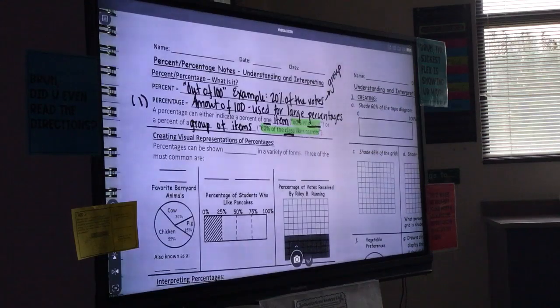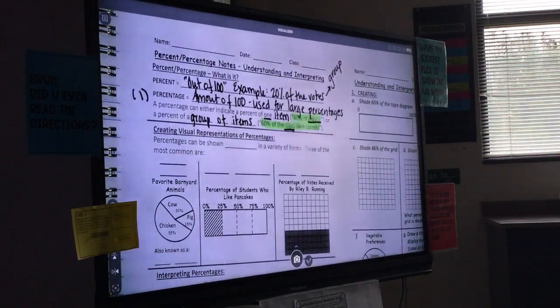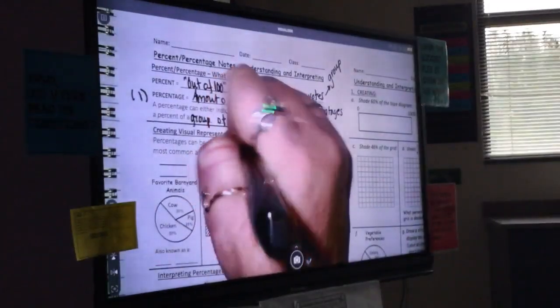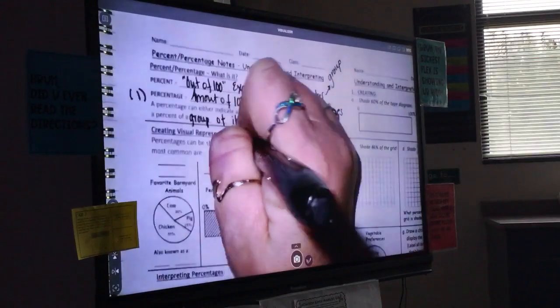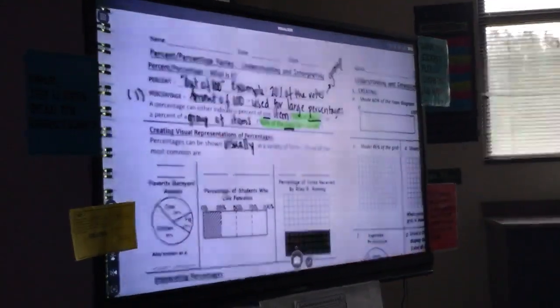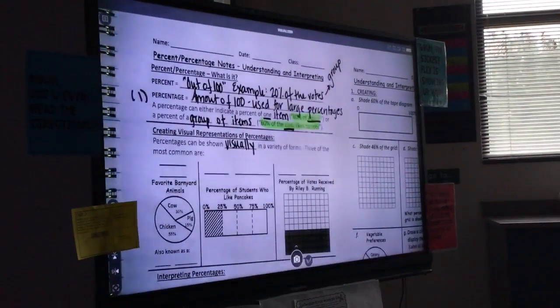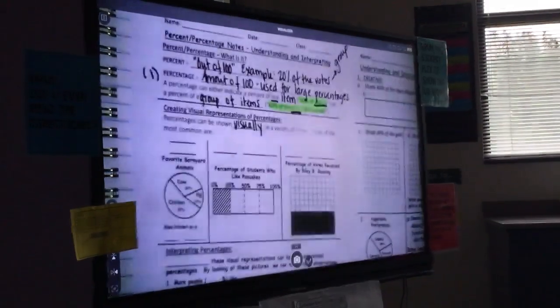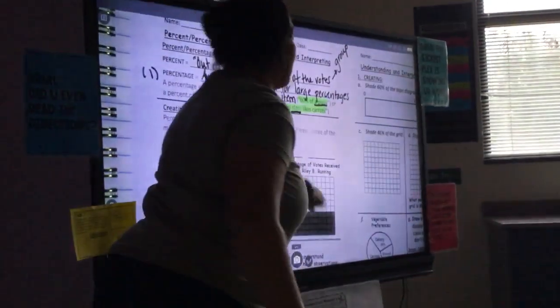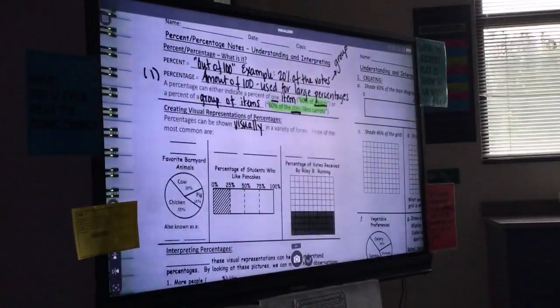All right. Talk about visuals. Percentages can be shown visually in a variety of ways. These are 3 of the most common. So raise your hand if you recognize any of these 3 graphs. So this one, or that one. You recognize at least one of them.